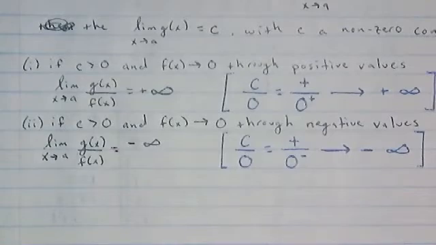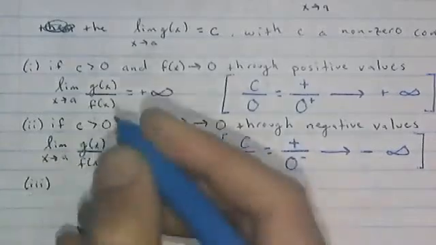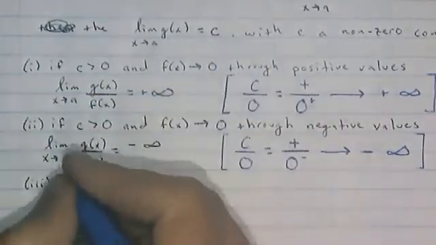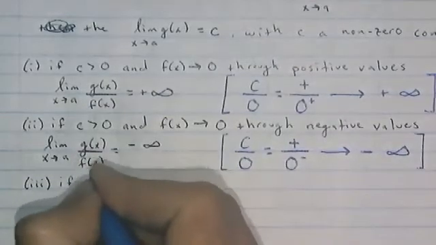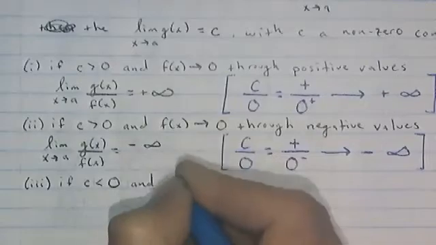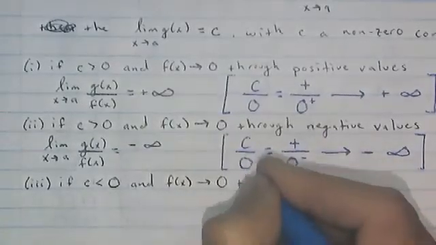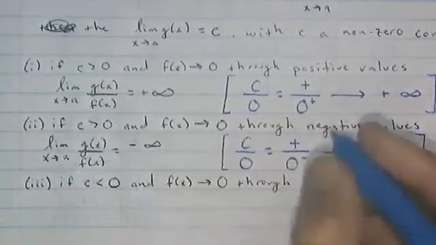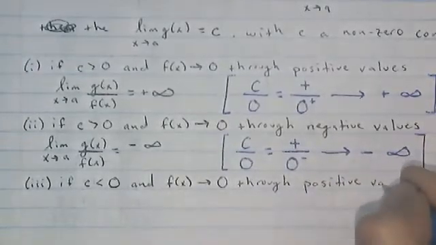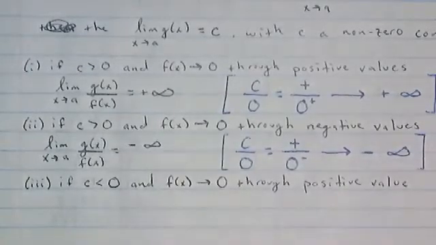That's 2. So there was 4. Let's go, little i. So we've done both situations where the constant is positive. So let's flip that around and say, okay, now if C is less than 0, if C is negative, and f of x is approaching 0 through positive values, C negative, approaching 0 through positive values.